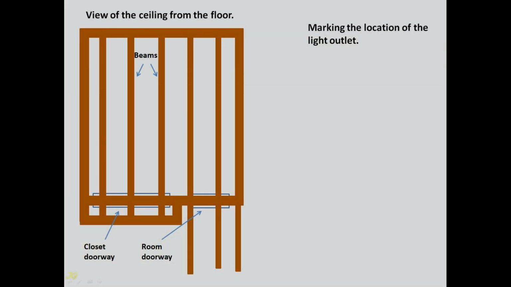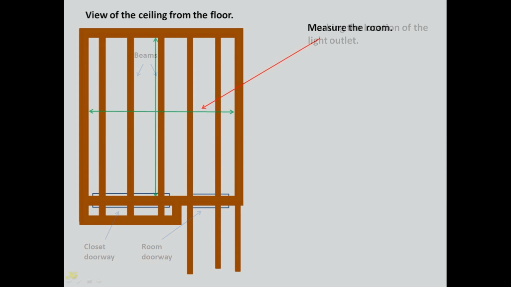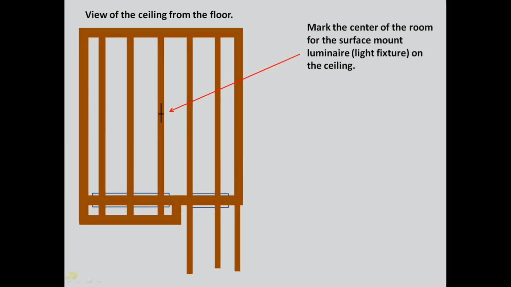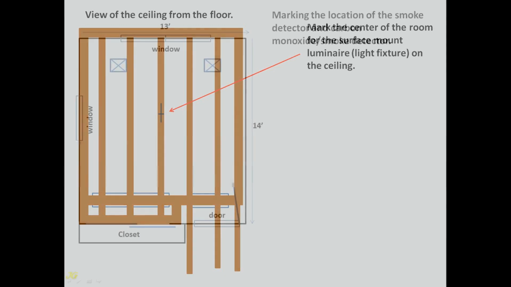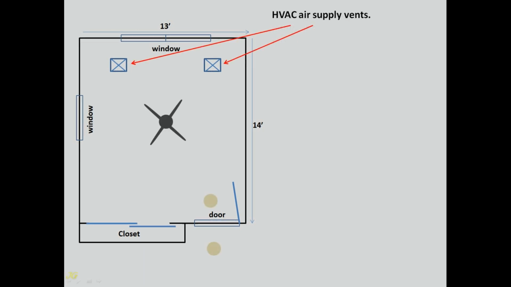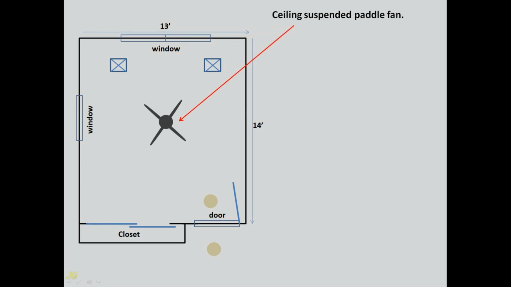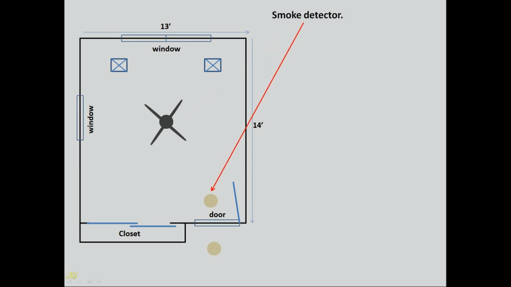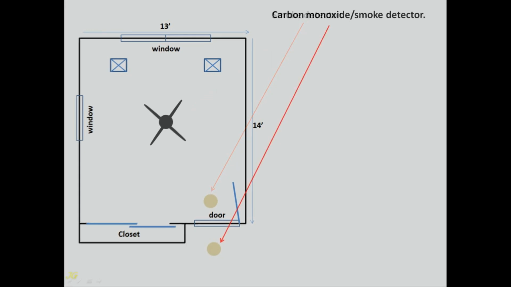Marking the location of the light outlet. Measure the room. Mark the center of the room for the surface mount luminaire, light fixture, on the ceiling. Marking the location of the smoke detector and carbon monoxide, smoke detector. HVAC air supply vents. Ceiling suspended paddle fan. Smoke detector. Carbon monoxide, smoke detector.